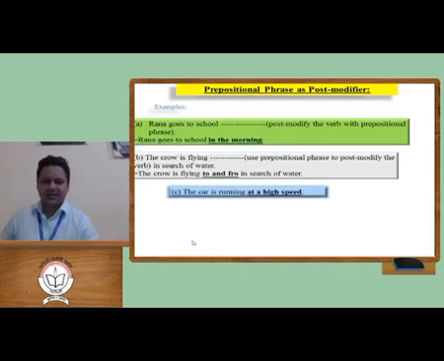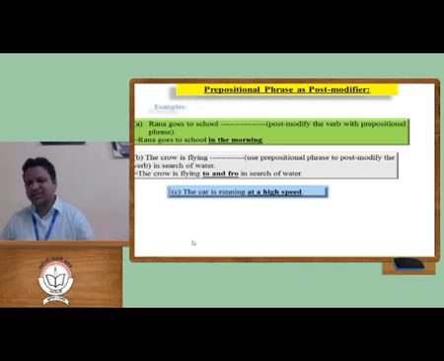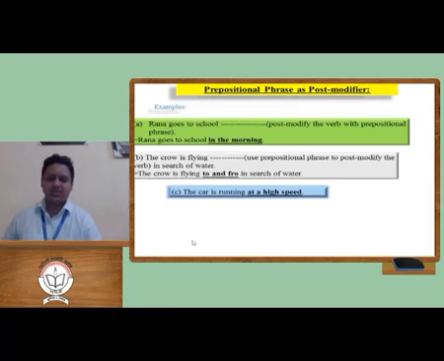I'm giving you another example. The car is running at a high speed. Run is the verb. At a high speed is a prepositional phrase. Coming after the verb, it acts as a post modifier.